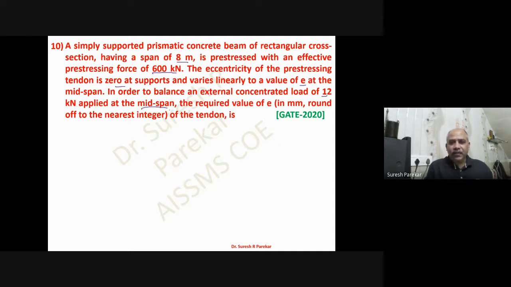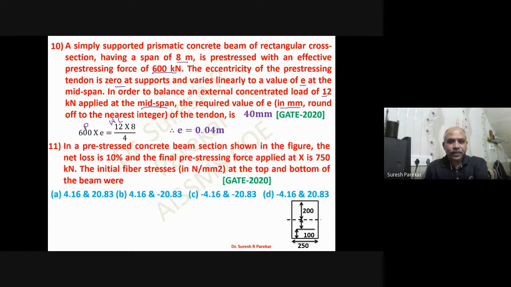So we have WL by 4, so P into e is equal to WL by 4. Here 600 is the value of P, this is the value of W, and this is WL by 4. As we have a simply supported beam with a concentrated load, that gives me the value of e, which is asked in millimeters, so we have 40 millimeters.